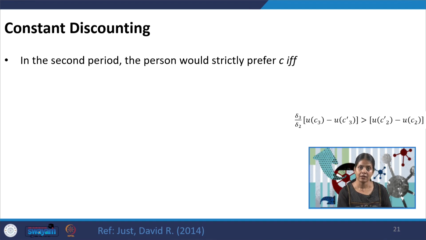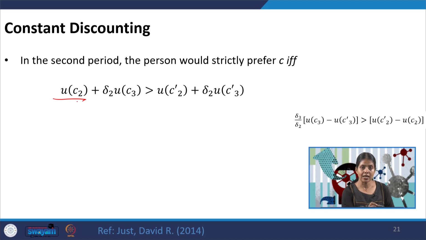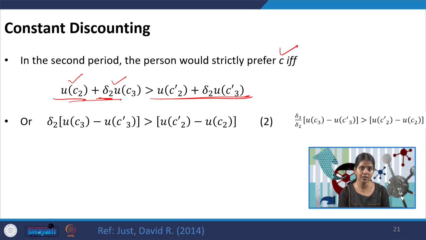In the second period, the person would strictly prefer C if and only if, again, I have arrived in the second period. Now, the second period is my current period. I am consuming U(C2) plus delta U(C3), which is basically the consumption in the next period discounted by this discount factor, and again that is greater than the alternative profile. So, if this is greater than the alternative profile, then I will be preferring consumption profile C. Now, again rearranging terms, I get delta 2 multiplied by the difference in the consumption in period 3 greater than the difference in the consumption in period 2.